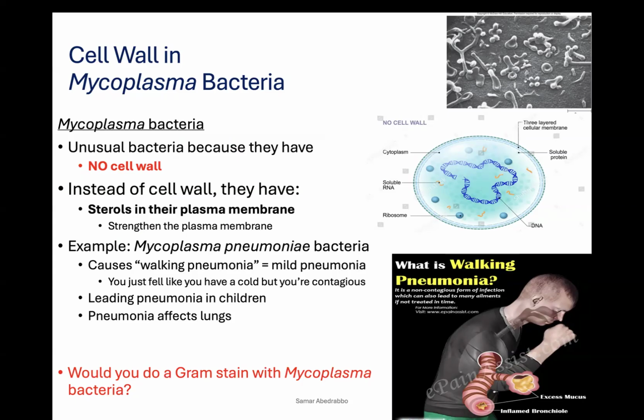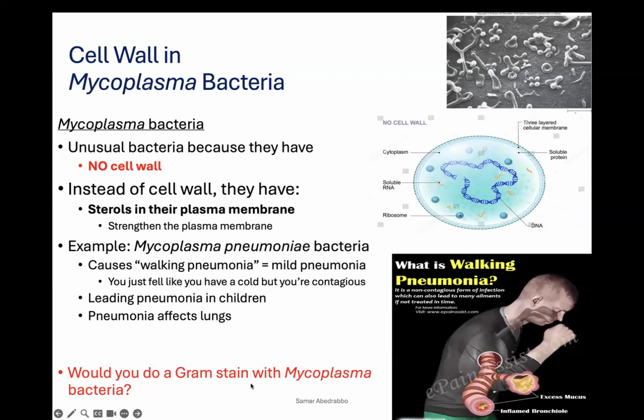For example, penicillin is an antibiotic that targets the cell wall. You would not prescribe it for anyone who has a Mycoplasma infection because they don't have a cell wall. So if you give an antibiotic that targets the cell wall and there's no cell wall, the bacteria are going to continue doing the infection. Mycoplasma pneumoniae is a specific type of Mycoplasma bacteria that causes something called walking pneumonia. Walking pneumonia is a milder form of pneumonia. Pneumonia is a lung infection, and this typically affects children. Because there's no cell wall, infections caused by Mycoplasma must be treated with antibiotics that target things like protein synthesis or anything that's not the cell wall.